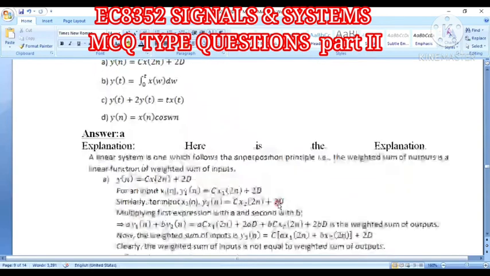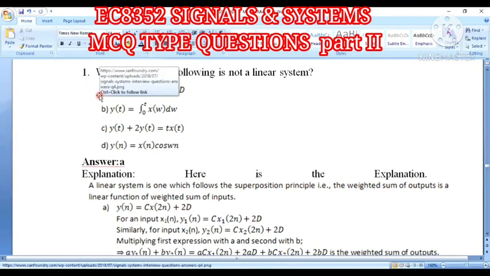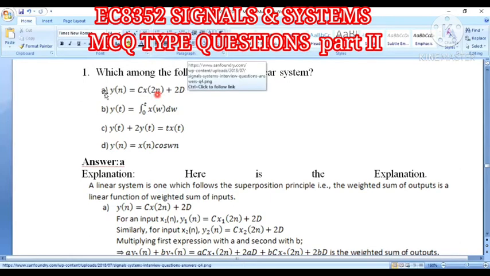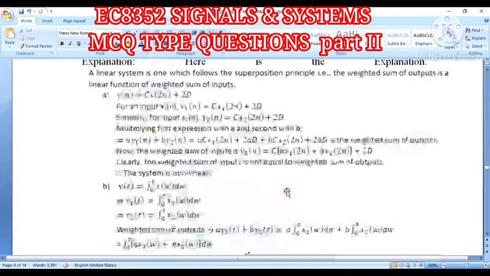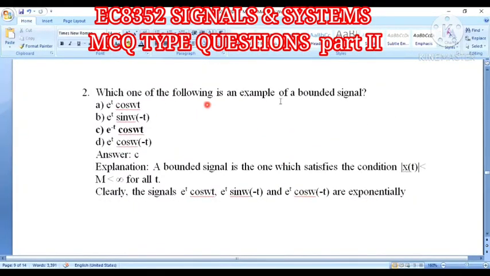So B is not the correct one. Similarly, you have to check C and D also. These two are also linear only. So only option A is non-linear. It does not satisfy superposition. So A is the correct answer. Okay, am I clear? Next, we move on to the next question.